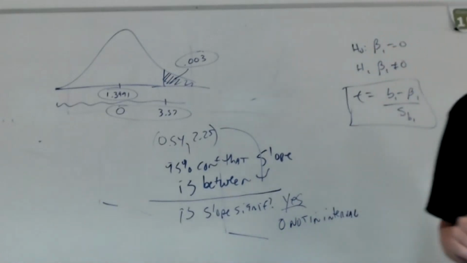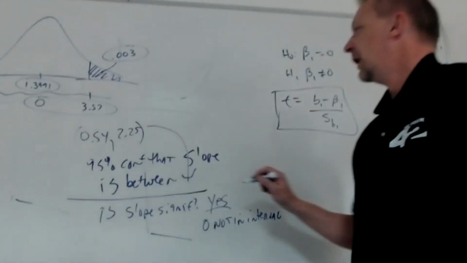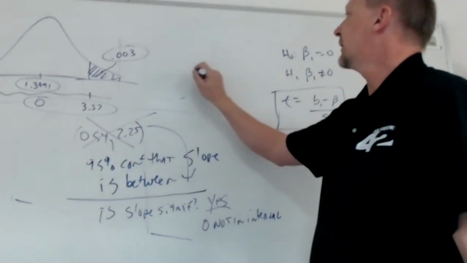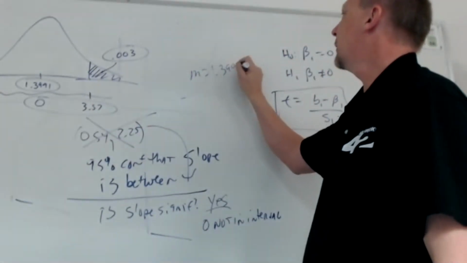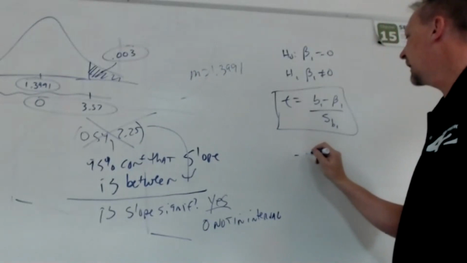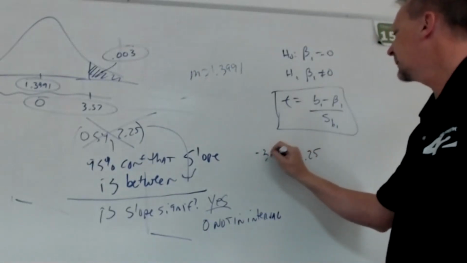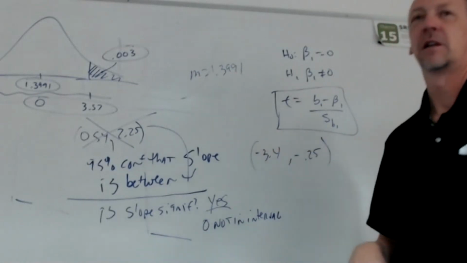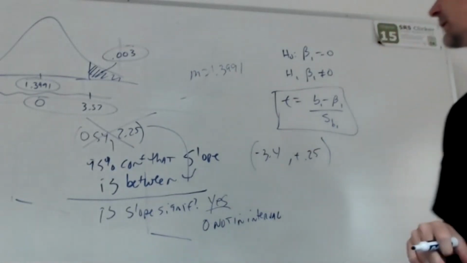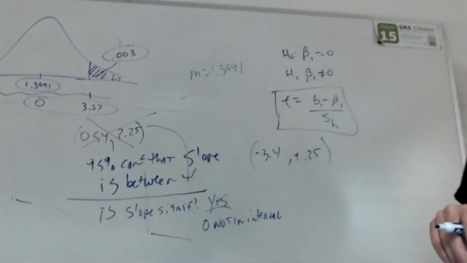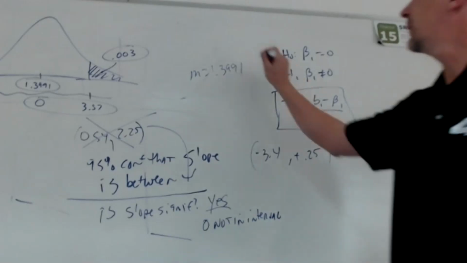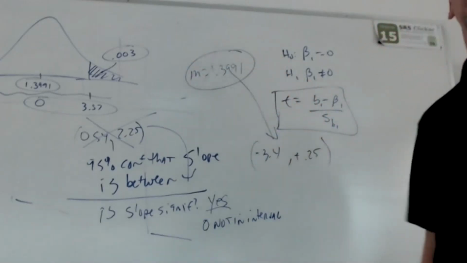Okay, you're going along here. You make a mistake here. You know that your slope is 1.3991. You get a value of negative 0.25 and negative 3.4. No, let's make that a positive 2.5. Is that correct? Now, why is that obviously clearly wrong? Because 1.3991 is not in that interval. I made a mistake.